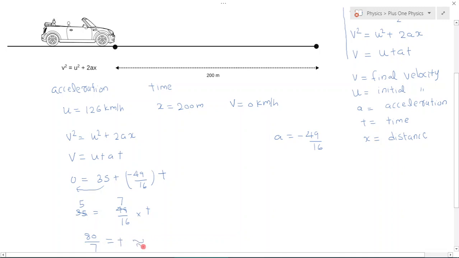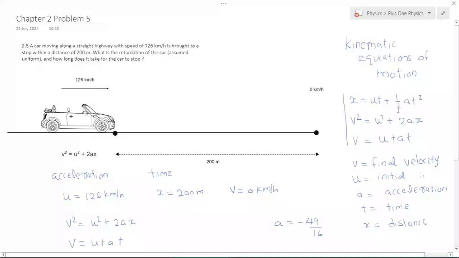So nearly 11 point something seconds is the answer. The actual value is 11.42. This is the time to stop. So it was in a hurry, and you take time to understand these things.